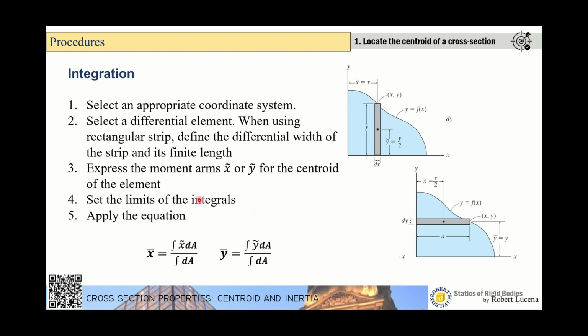Now let's apply the equation. So x bar is equal to the integral of x curl dA over the integral of dA. This integral of dA is simply the total area, and the numerator is the moment of area of the differential rectangle, integrated to get the first moment of area of the whole block. The same equation goes for y bar.